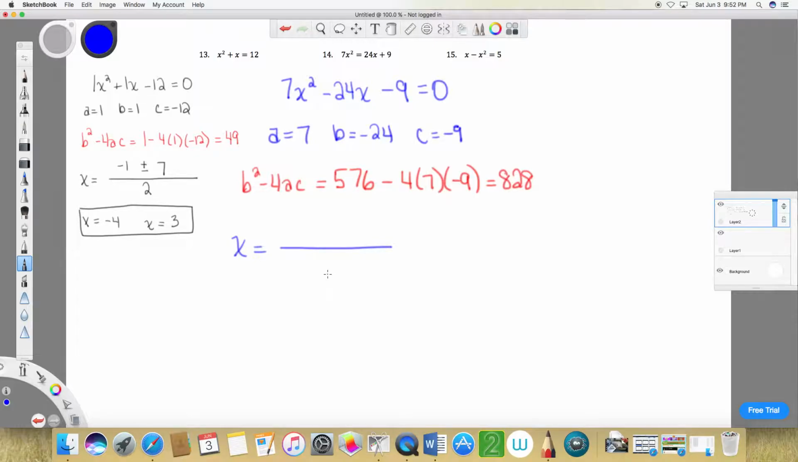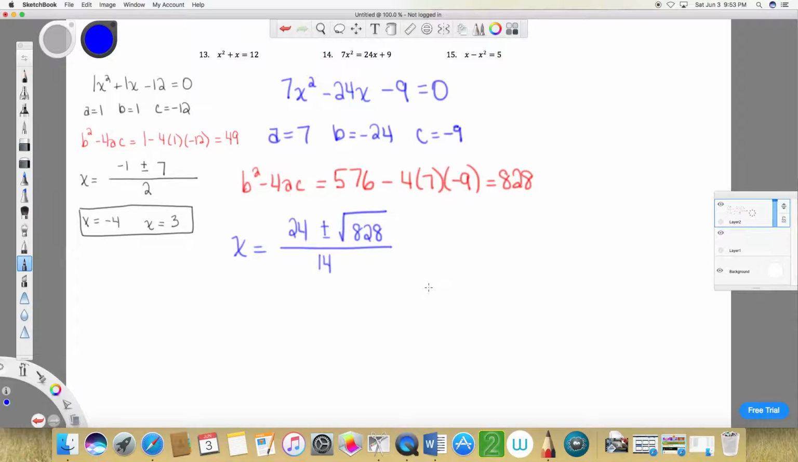The denominator is 2 times a, 2 times 7 is 14. In the numerator, we have plus or minus. In the first term, it's the opposite of b. The opposite of negative 24 is a positive 24. And then it's plus or minus the square root of the discriminant. And we found that discriminant to be 828. So we take 828, play around with it on the calculator.